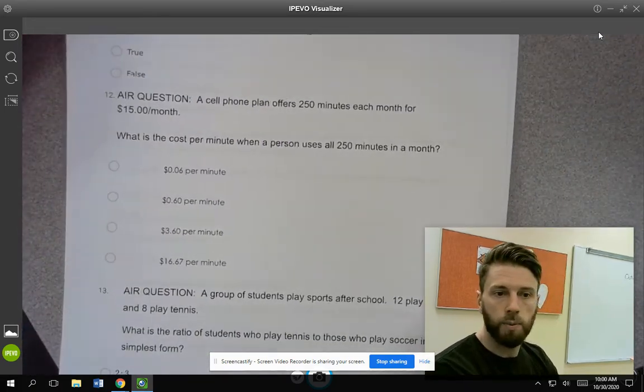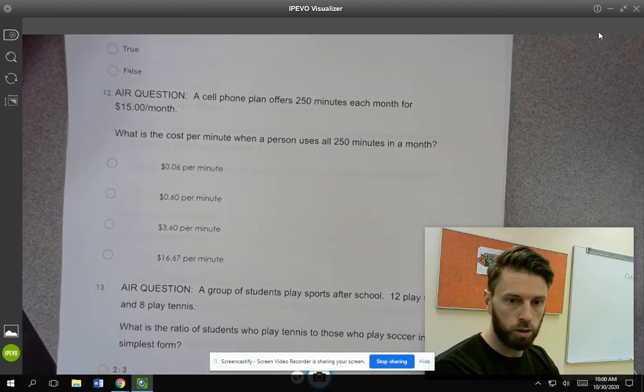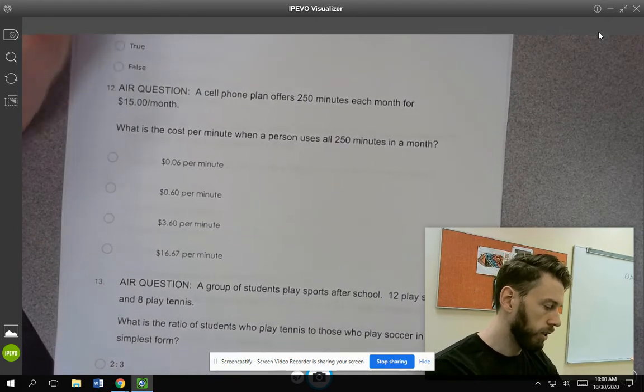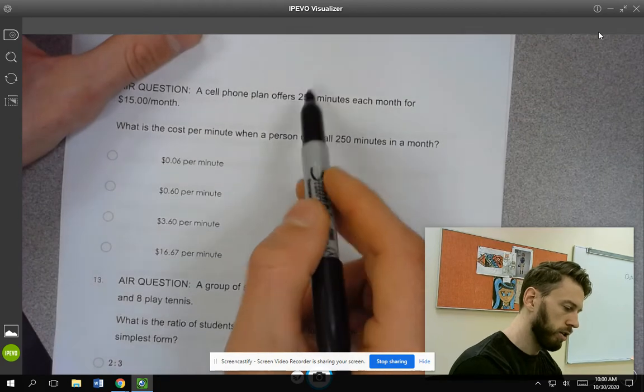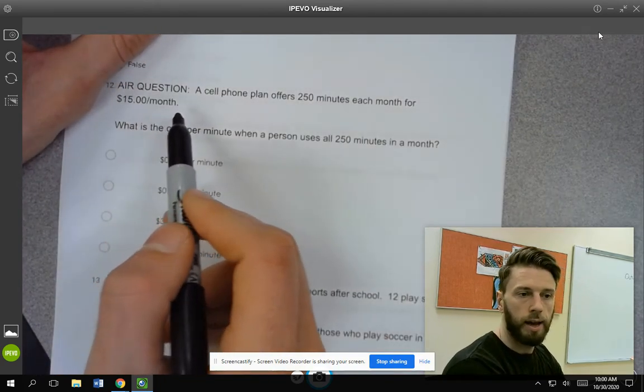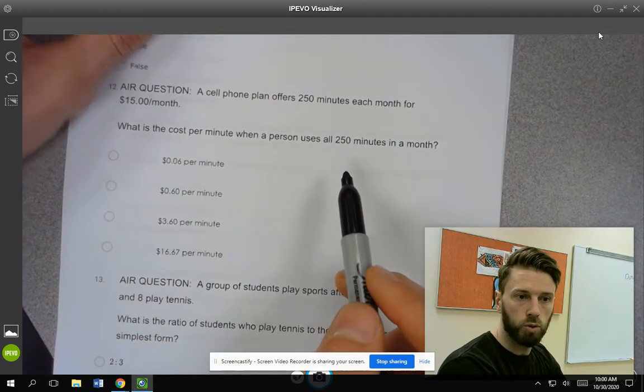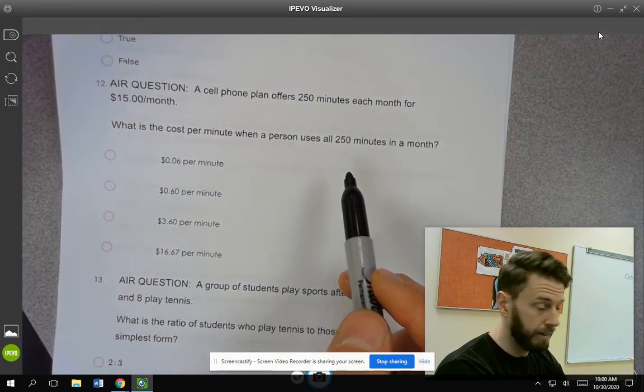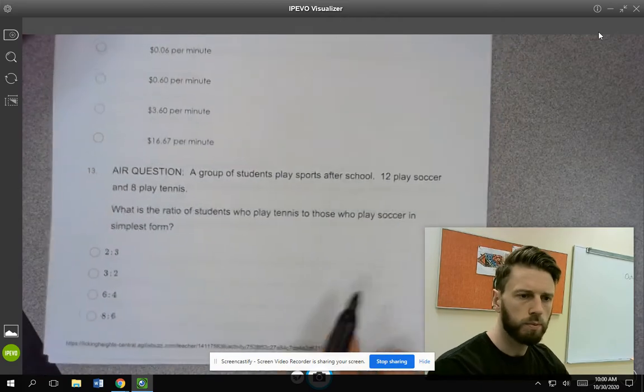Question number 12 is another one with a decimal, which is a good practice to have there. So see if you can figure out how to turn 250 to $15 a month, and then reduce that down to cost per minute. So we're dividing that down, finding unit rate.